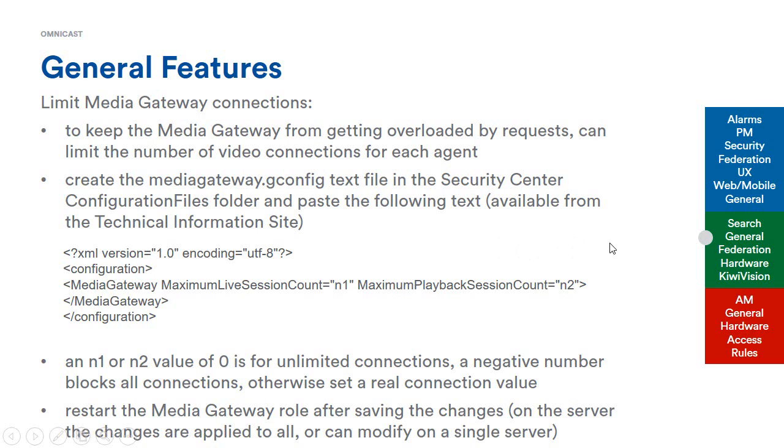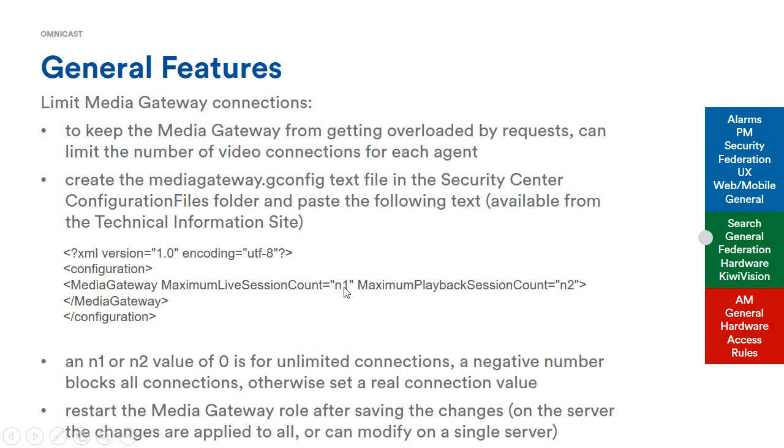What we'll need to do is go into the Security Center configuration files folder. We need to open the mediagateway.gconfig file if it's there. If it's not, you need to create it, just a regular text file, of course. And this is where we'll need the technical information site, to get this block of text here. This is basically where we limit the number of live sessions and playback sessions that we're allowing to go through the media gateway agents.